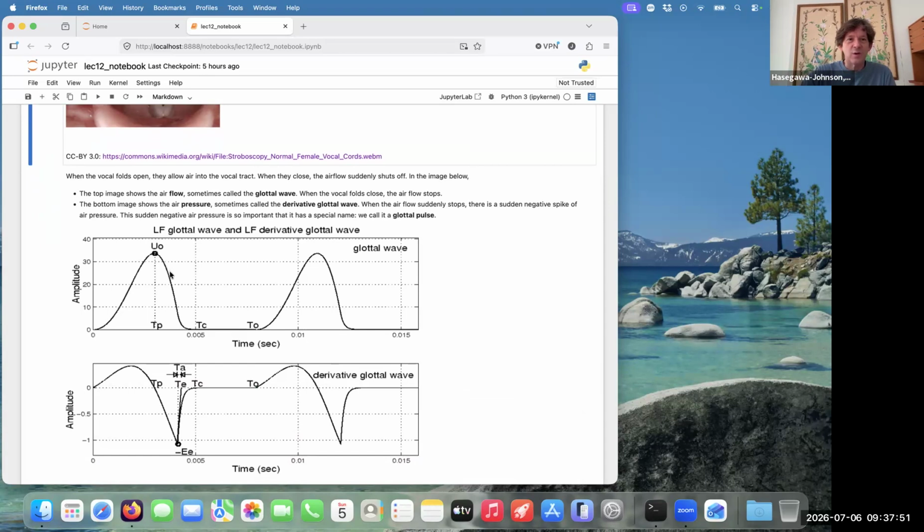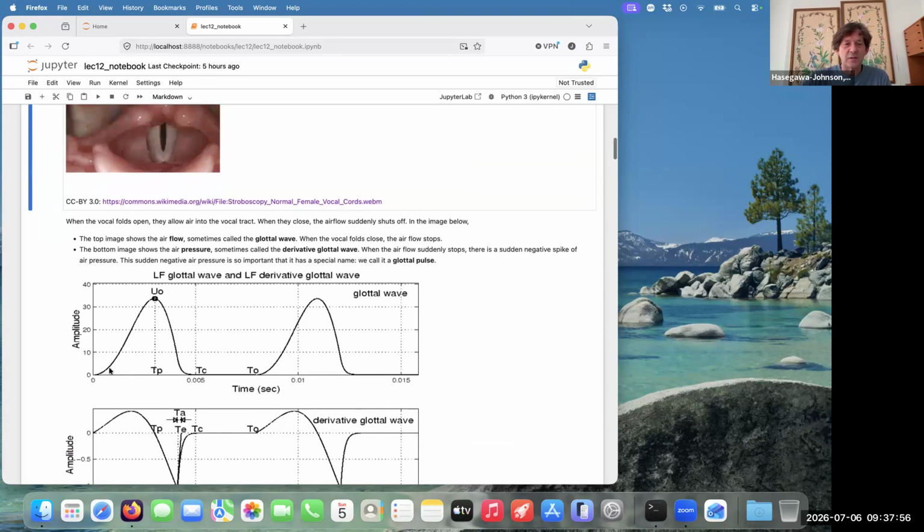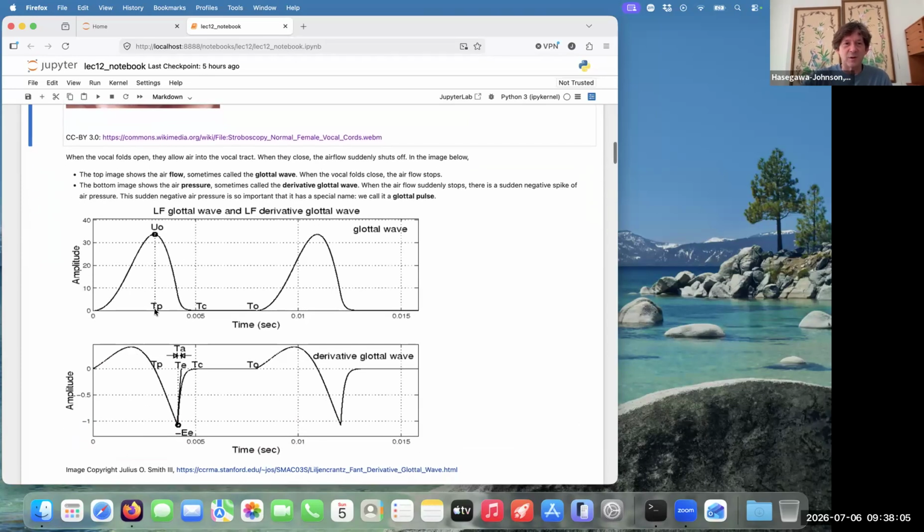So here's the air flow coming through the vocal folds. Here's the air pressure just above the vocal folds. When there's a lot of air coming up through the pipe, that increase in air causes a rise in air pressure relative to atmospheric pressure.